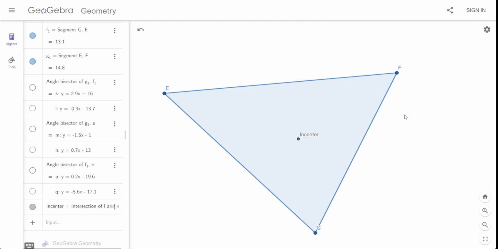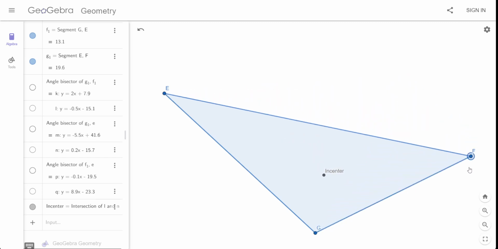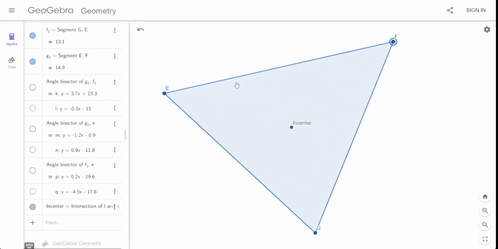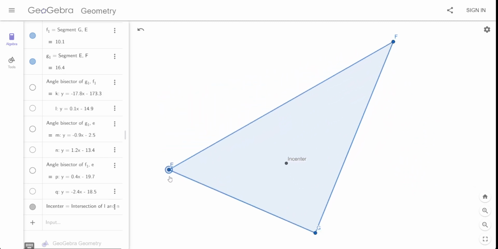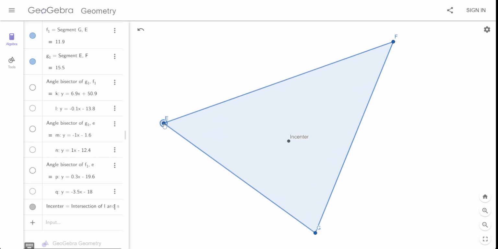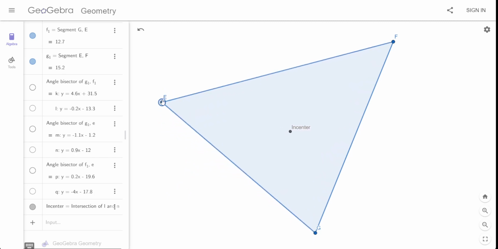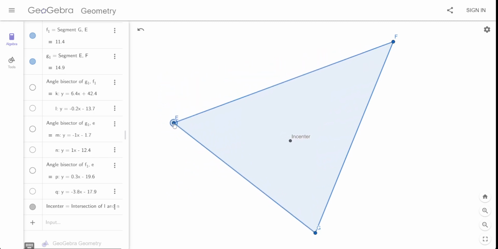All right, so there you go. That's the incenter. It's a different place than what the circumcenter would be, and it's a different spot than the orthocenter would be. All right, so but this is the incenter. If I move this around, the incenter is still where the angle bisectors would meet each other. Okay, no matter how I move it around, that's where the incenter is going to be.